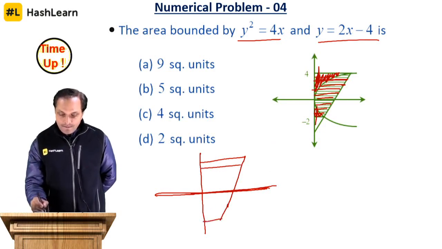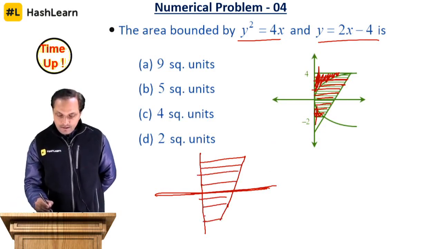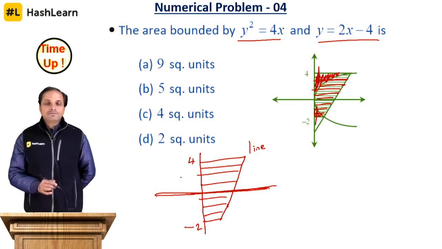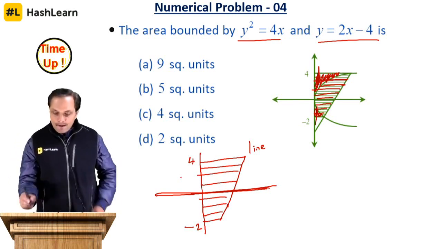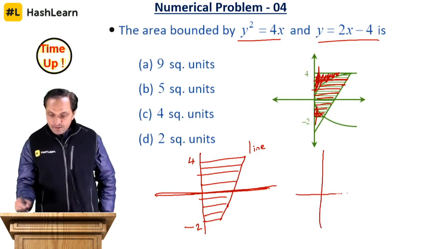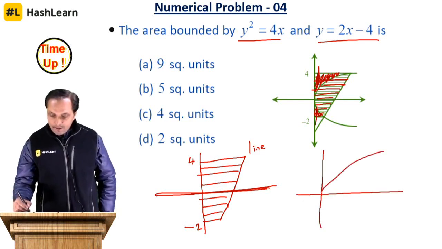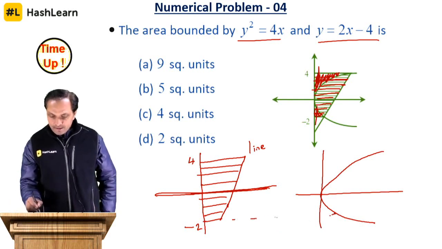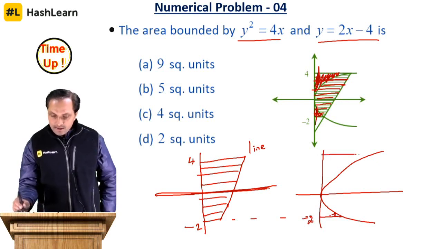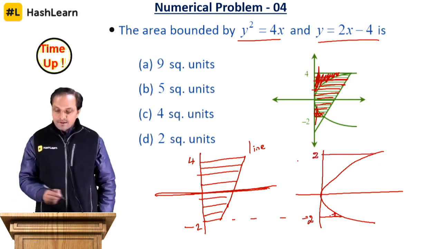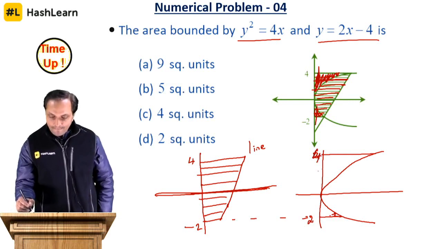Okay, this is the first part, which is a line. The starting point is minus 2 and it goes up to plus 4. The second part you have here is the parabola, something like this, which is somewhere here. This is minus 2 and somewhere here this is plus 4. You need to take this area.